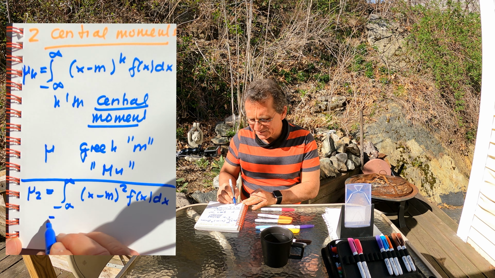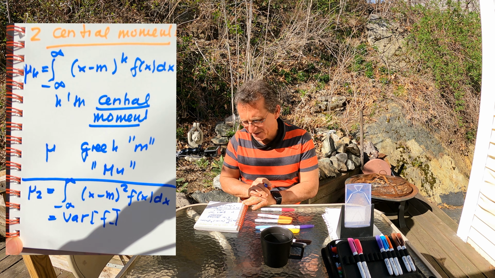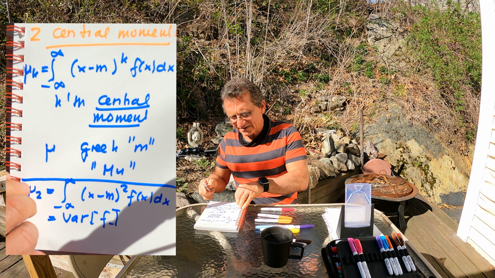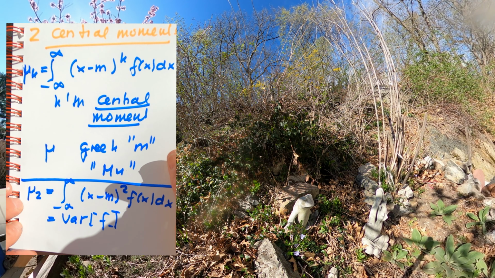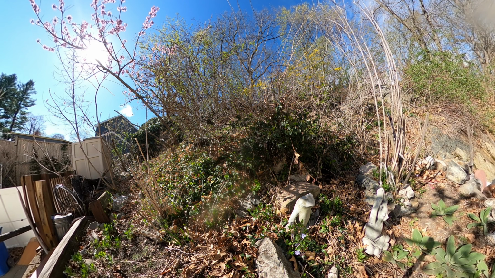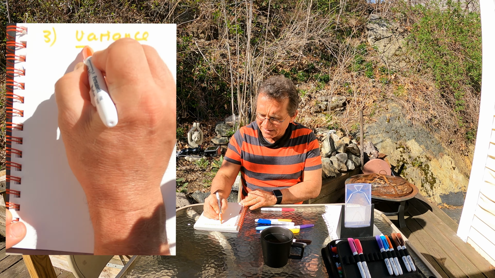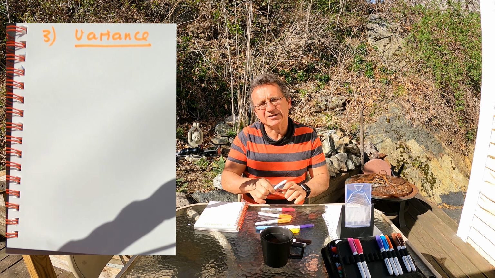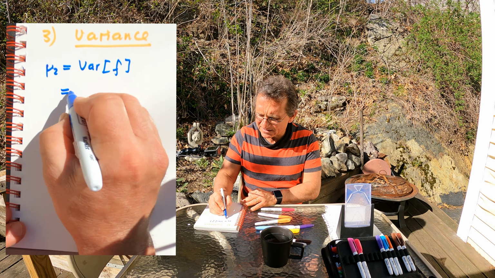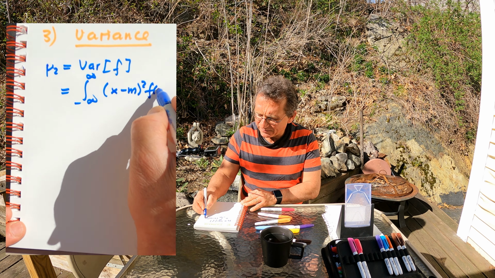Now that's called the variance, the variance of f, variance of the data. And we can FOIL this out. Let me just show you that. That's part 2 about the central moments. We will look at special cases. A very special case is that's 3. That's the variance. Variance is very, very important. And we look at the variance, that's the mu2. We have seen that already. That's the integral from minus infinity to infinity of (x minus m) squared f of x dx.